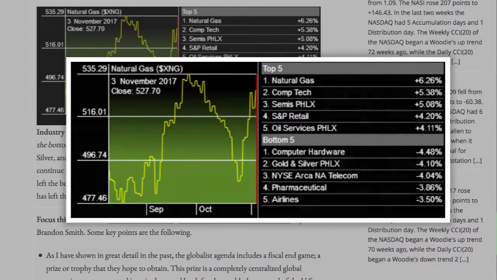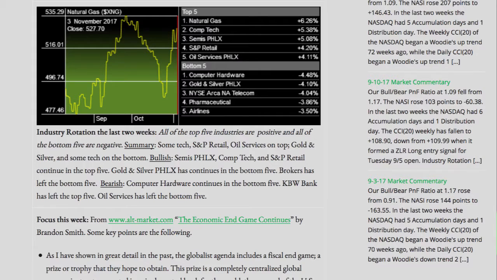Industry rotation the last 2 weeks. All of the top 5 industries are positive, and all of the bottom 5 are negative. Summary: some tech, S&P retail, oil services on top, gold and silver, and some tech on the bottom. Bullish, semis, comp tech, and S&P retail continue in the top 5. Gold and silver continues in the bottom 5. Brokers has left the bottom 5. Bearish computer hardware continues in the bottom 5. KBW Bank has left the top 5. Oil services has left the bottom 5.